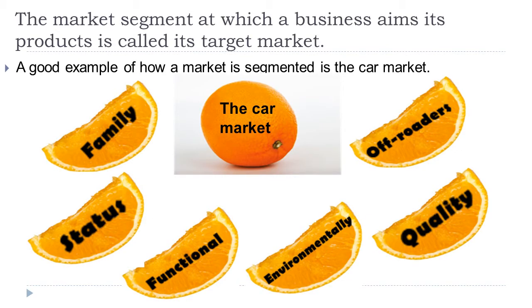Okay. So if we look at an example of the car market, there are various sections of the car market that you'd want to consider. So maybe the car market might be marketed towards family cars, your status cars, whether they're functional, whether they're environmentally friendly, the quality of them, are they off-roaders? So once we divide up, segment the car market, we can then look at segmenting our market in order to decide what kind of customers you're going to market towards in those different categories.